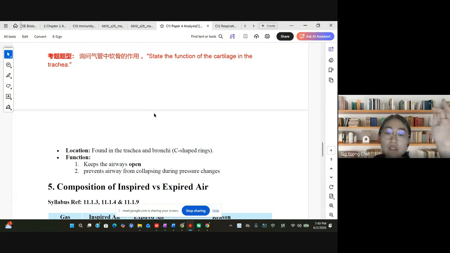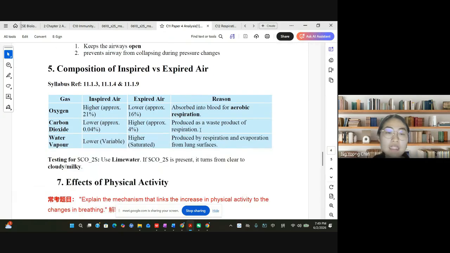So in your syllabus, you just need to learn about the trachea and the bronchi, which are made from C-shaped cartilage, okay? And then the difference in composition for inspired and expired air. So for oxygen, inspired air should have a higher oxygen concentration and expired air a lower one, and expired air has a higher concentration of carbon dioxide and water vapor.